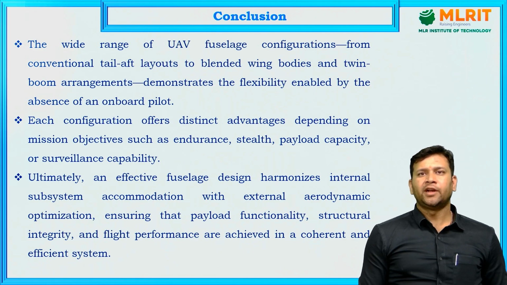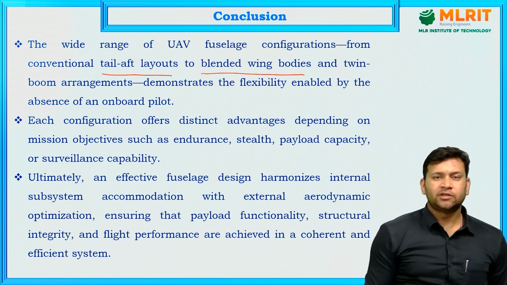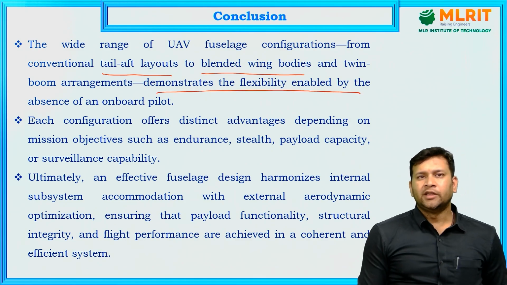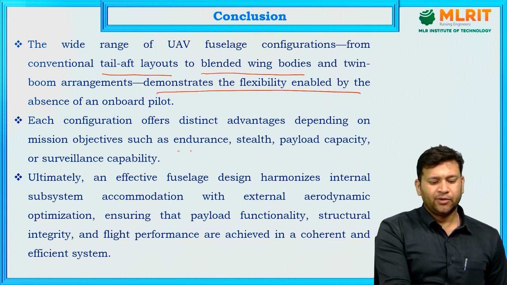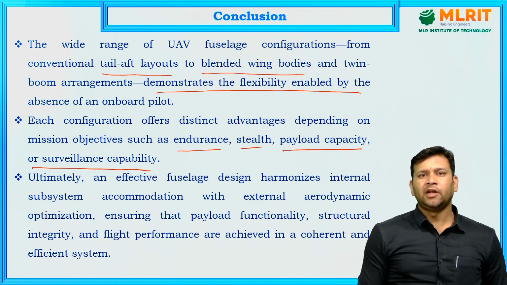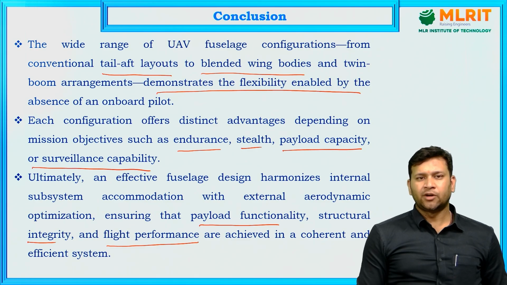The wide range of unmanned aerial vehicle fuselage configurations, from conventional tail aft layouts to blended wing bodies and twin boom arrangements, demonstrates the flexibility enabled by the absence of an onboard pilot. Each configuration offers distinct advantages depending upon mission objectives such as endurance, stealth, payload capacity, or surveillance capability. Ultimately, an effective fuselage design harmonizes internal subsystem accommodation with external aerodynamic optimization, ensuring that payload functionality, structural integrity, and flight performance are achieved in a coherent and efficient system.